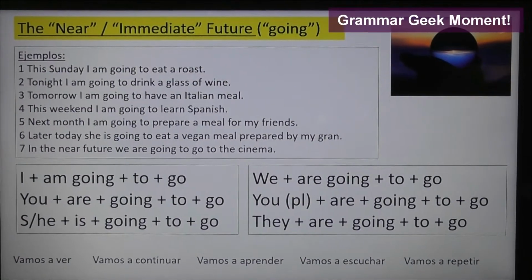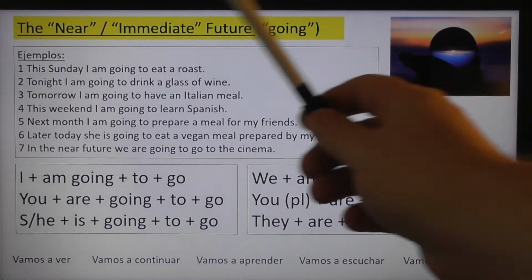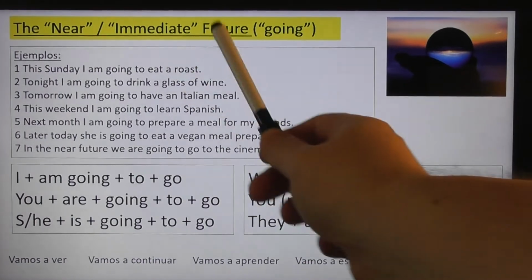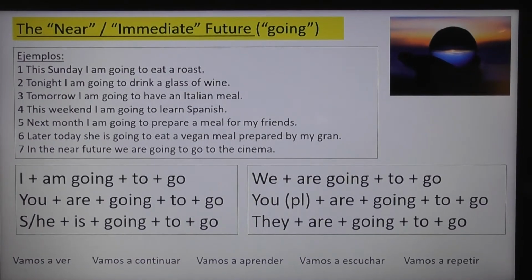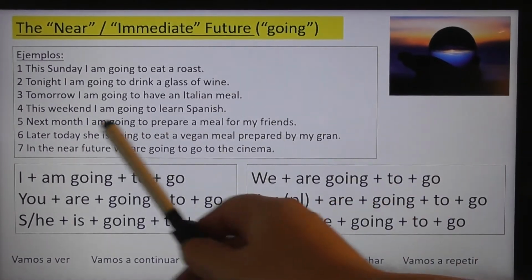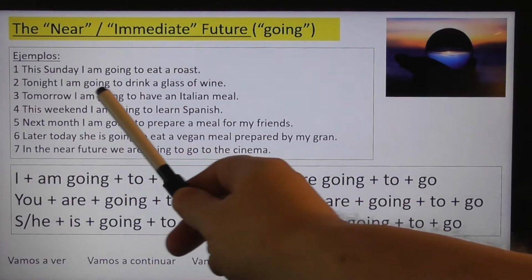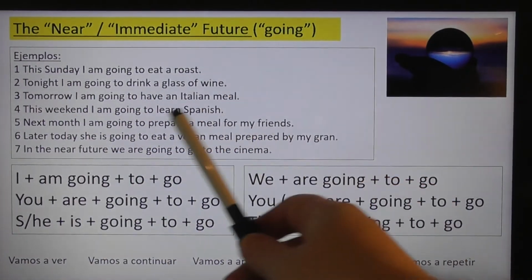Okay, very excited. We're going to get a grammar geek on today and talk about and learn how to form what is referred to as the near or immediate future in Spanish. The best way to think of it is it would contain the word going. For example, this Sunday I am going to eat a roast. Tonight I am going to drink a glass of wine, at least.